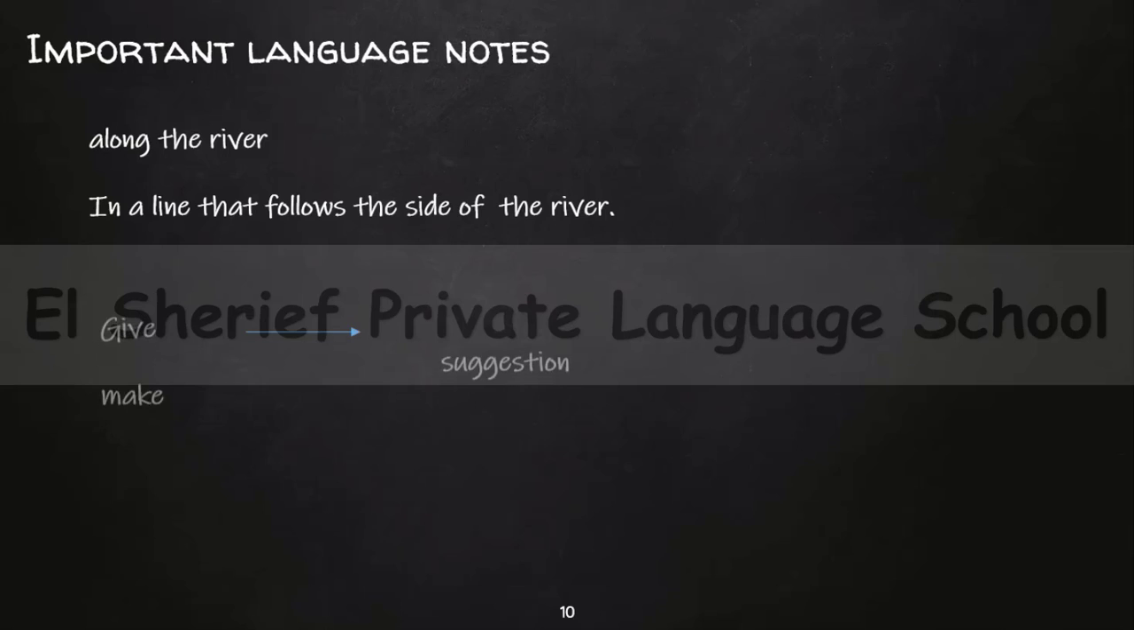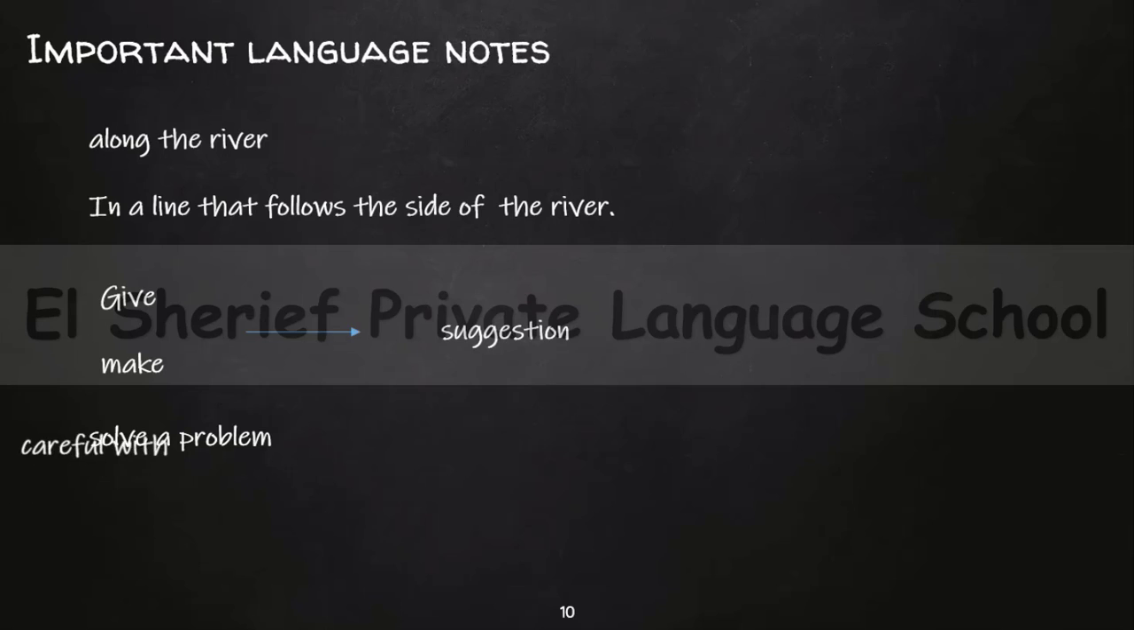Now to the next one, it's to give or make suggestions, and it's easy to decide to do something or to suggest doing something. Let's move on. It's solve a problem, and it means to find a solution for a problem. And I'm sorry, to suggest doing something, not to suggest to do something. Now let's move on to the last thing here, the word careful with. Yes, careful with, not careful to.